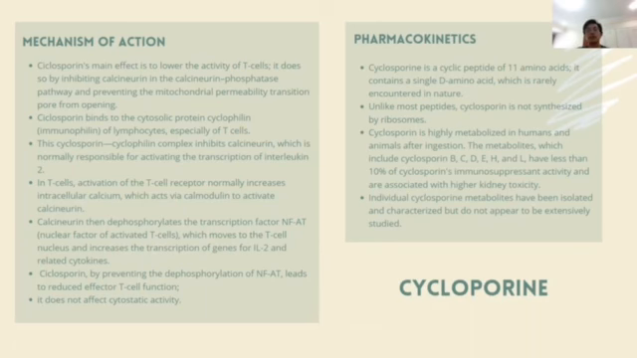Pharmacokinetics-wise, cyclosporin is a cyclic peptide of 11 amino acids. It contains a single D-amino acid, which is rarely encountered in nature. Also, unlike most peptides, cyclosporin is not synthesized by ribosomes. Cyclosporin is also highly metabolized in humans and animals after ingestion. The metabolites, which include cyclosporin B, C, D, E, H, and L, have less than 10% of cyclosporin's immunosuppressant activity and are associated with higher kidney toxicity. Now, individual cyclosporin metabolites have been isolated and characterized, but do not appear to be extensively studied.